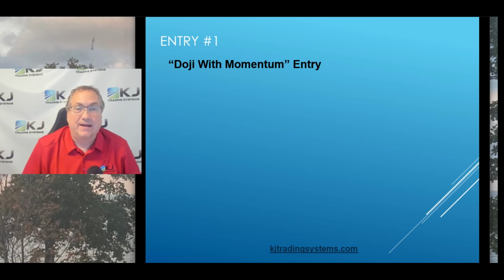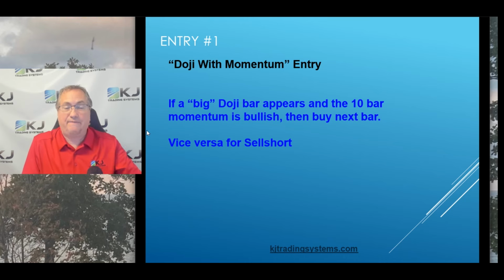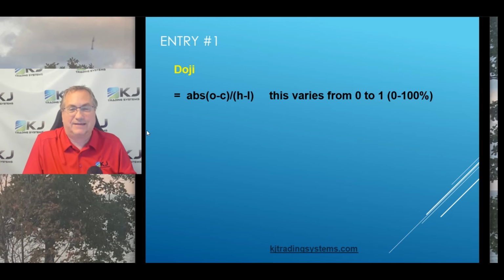So today's entry is what I call a doji with momentum. What does that mean? Well, what we're looking for first is a big doji bar, which I'll explain in a minute. And that shows up, and then if the 10 bar momentum is bullish, you buy the next bar, vice versa if you sell short. So it's pretty straightforward. The biggest twist on it probably is this big doji bar, which is kind of a little silly as far as calling it a doji, because it's not your typical doji.